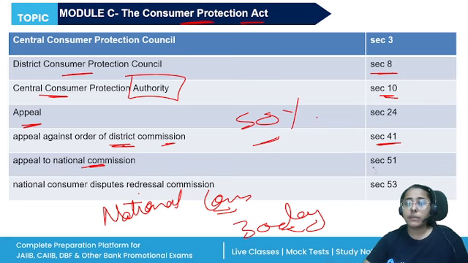Then appeal to the National Commission is given in section 51. If any person is aggrieved by the order made by the state commission, then within 30 days they can prefer an appeal to the National Commission. And finally, we have the National Consumer Disputes Redressal Commission, the organization of which is given in section 53. Again, the central government is going to establish it. It will ordinarily function at the national capital and perform its functions. These are the important sections of our Consumer Protection Act.